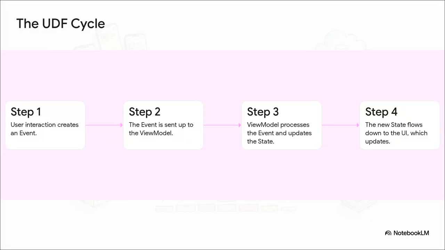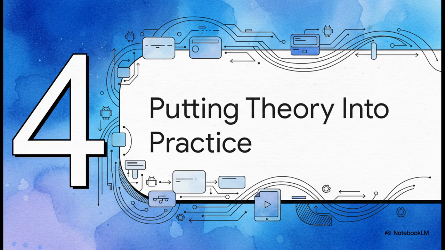Okay, let's break that down into 4 super simple steps. It always works like this. 1. The user taps a button, which creates an event. 2. That event shoots straight up to the view model. 3. The view model does its thing, maybe calls an API or does a calculation, and updates the state. 4. The UI sees that new state, and boom, it automatically redraws itself to match. Simple, predictable, and clean.